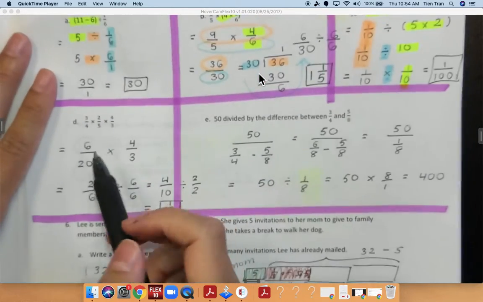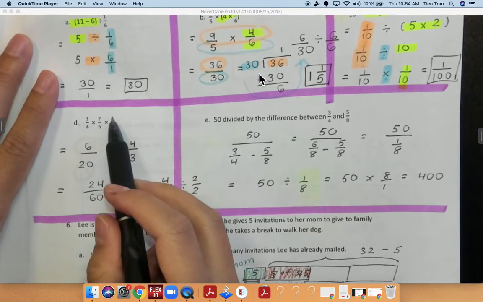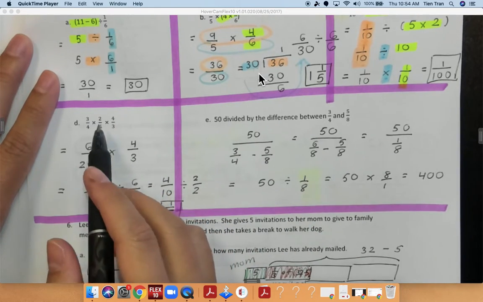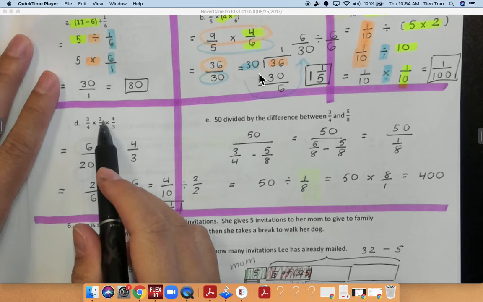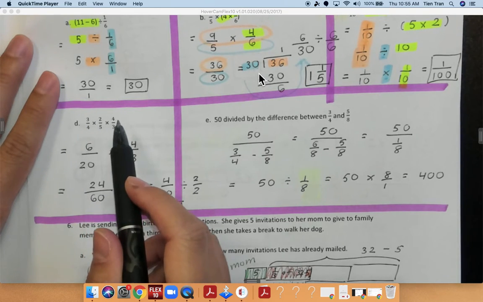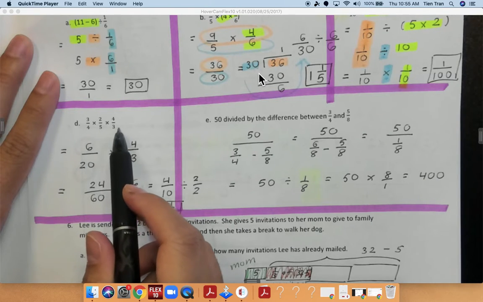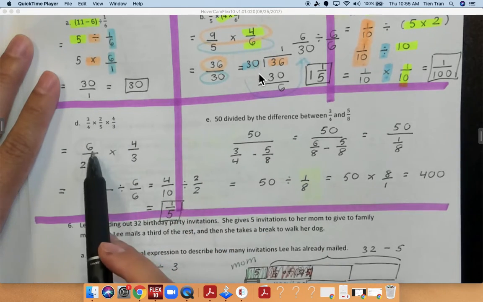Over here, we have 3/4 times 2/5 times 4/3. When you have a multiplication problem like this, you basically can multiply straight across. 3 times 2 is 6. 6 times 4 is 24. And the denominator, 4 times 5 is 20. 20 times 3 is 60. So that's what I did here.